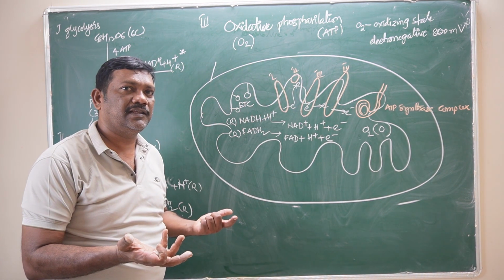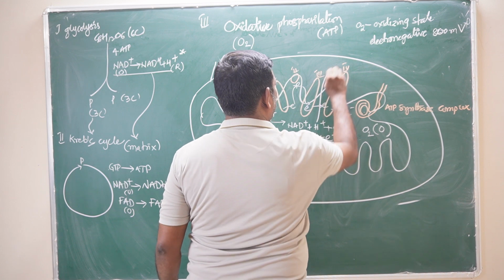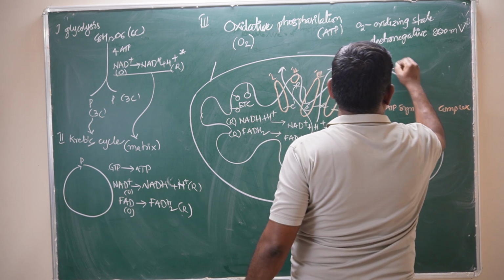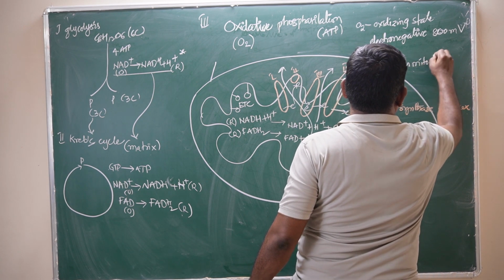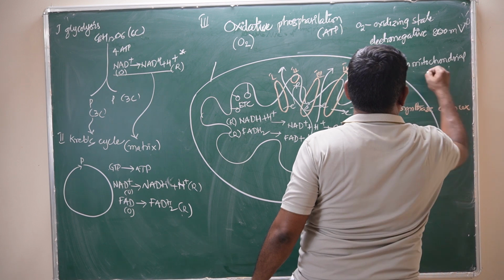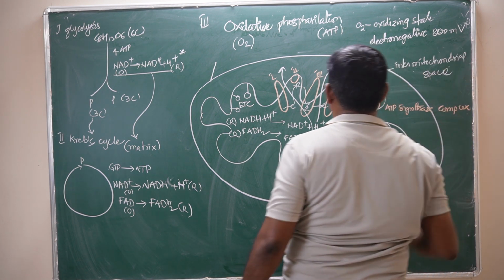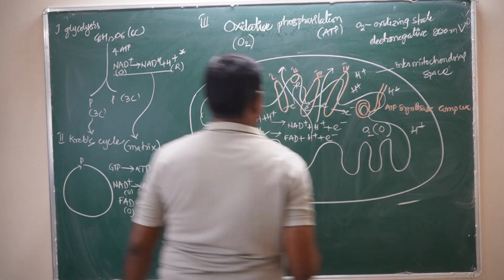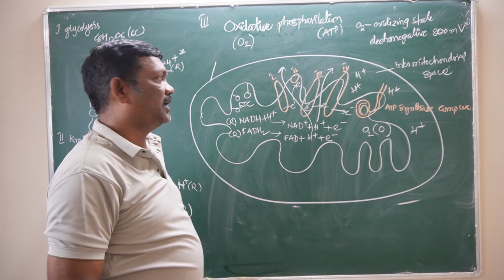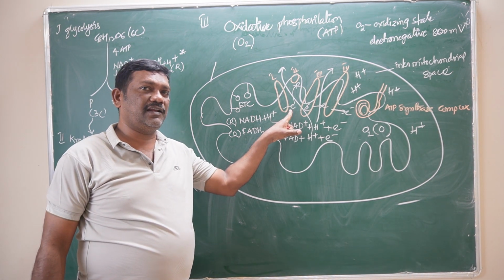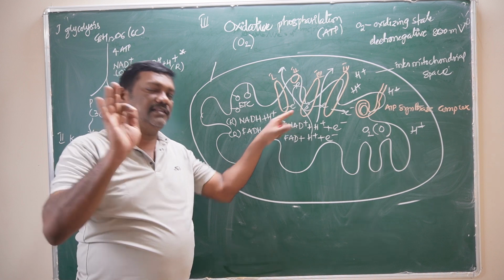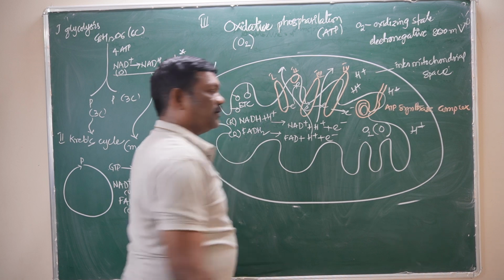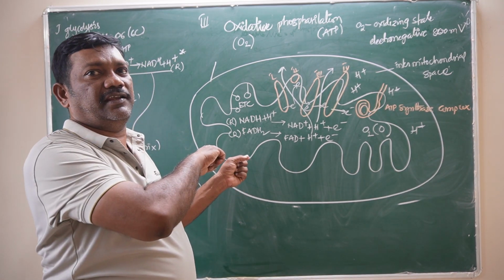Where does that energy go? That energy is used to pump the protons into the intermembrane space. This is the intermembrane space. This space is accumulated with the protons. These protons are pumped by the energy liberated from the electrons. Means the energy liberated from the transportation of electrons is not wasted. It is used to pump the protons from the matrix into the intermembrane space against the concentration gradient.